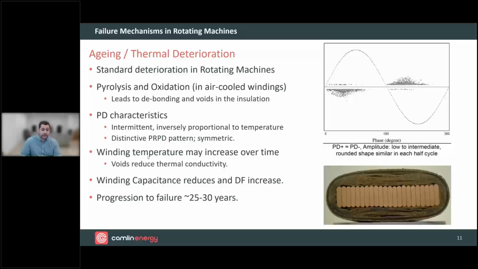Through your offline tests as well, performing capacitance and DF tests, you would see increases in DF and a reduction in capacitance potentially. And the degradation rate for this type of defect is quite long. This is the natural aging of a generator, so you may expect to see progression over 25 to 30 years. Okay.